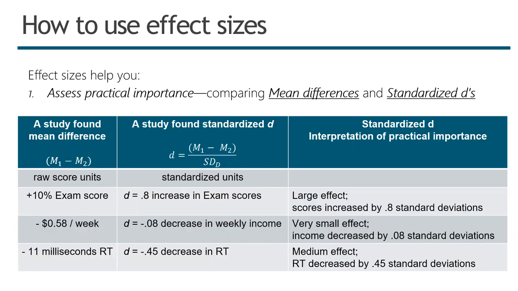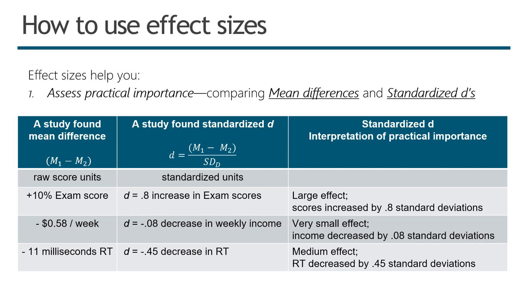Here, I'd like to highlight an important difference between the mean differences approach and the standardized D approach to measuring effect size. The mean differences approach provides a measure of effect size in raw score units. It's a 10% increase in exam score. It's a 58 cent per week decrease in money. It's a decrease in time of 11 milliseconds. All of these are in the actual unit that the DV was measured in.